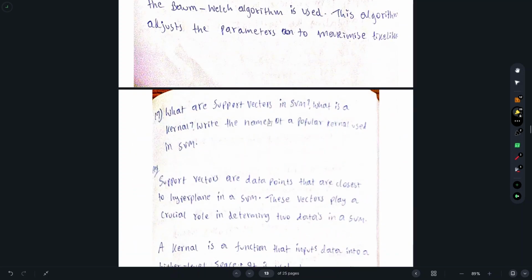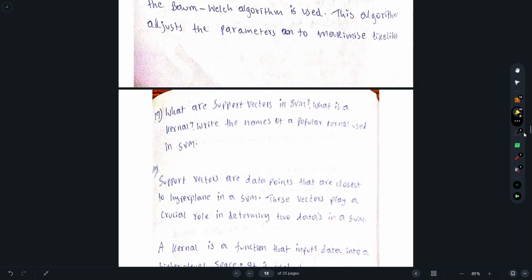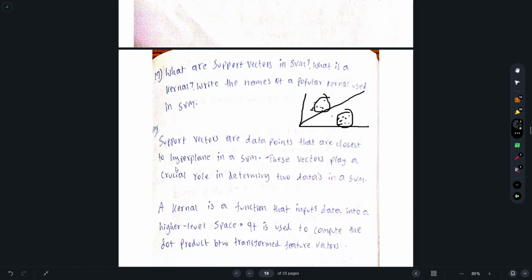What are the support vectors in SVM? What is a kernel? What are the names of popular kernels used in SVM? In SVM we will have a structure like this. Here we will have some dots like this and like this. So this is called a support vector, and these are the division of that particular data set. Support vectors are the data points that are closest to the hyperplane. These vectors play a crucial role in determining the decision boundary in SVM.